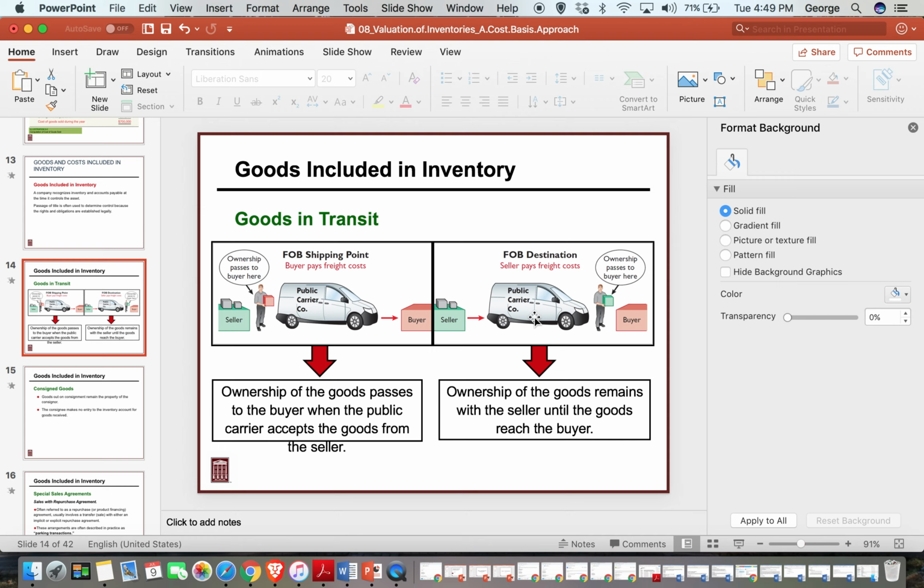All right, so a little later here. So if the seller is paying for the goods, the seller has control of the goods while the goods are in transit. If the buyer is paying for the goods, then the buyer has control of the goods while they're in transit, and normally title will be changed as soon as the goods make it onto the truck.